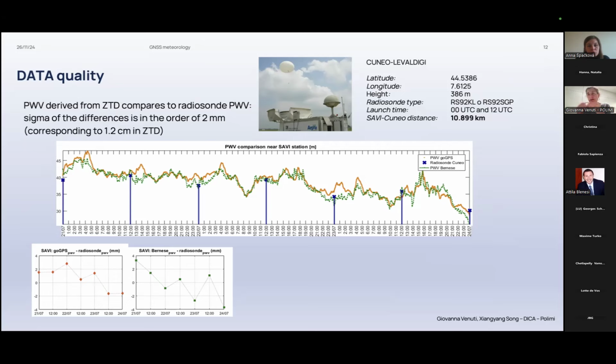And this comparison tells us that the accuracy, the standard deviation, let's say, of the differences is in the order of 2 millimeters. 2 millimeters means 1.2 centimeters in ZTD, and the wet delay is in the order of decimeters, while the total delay is in the order of meters.